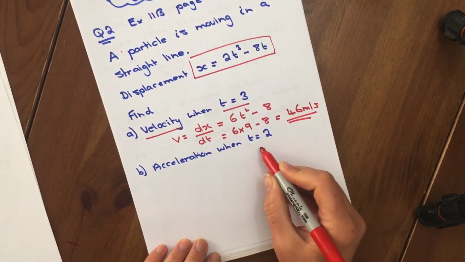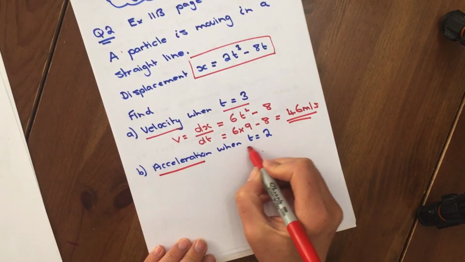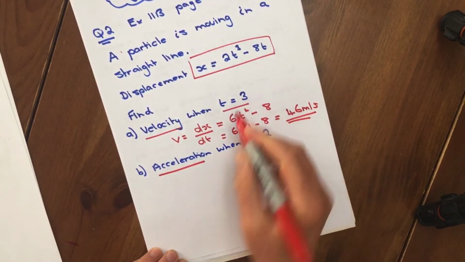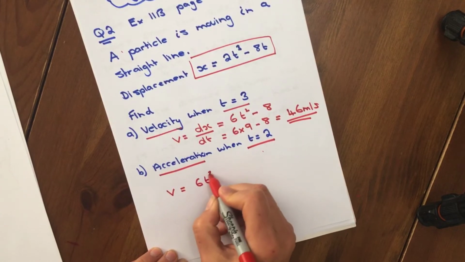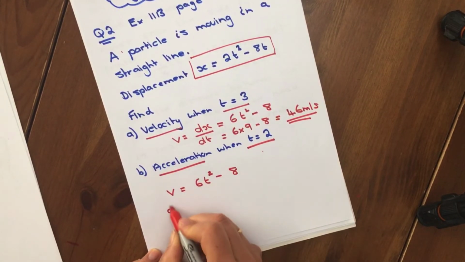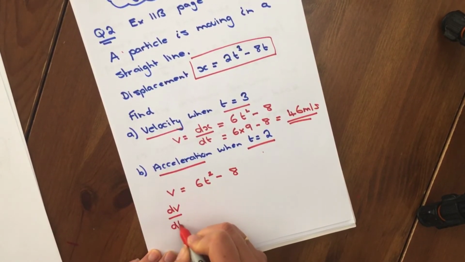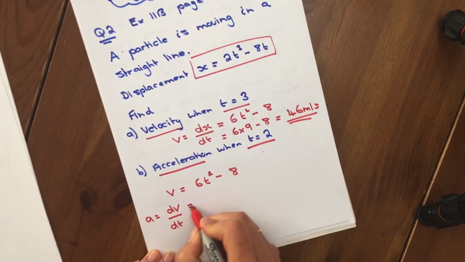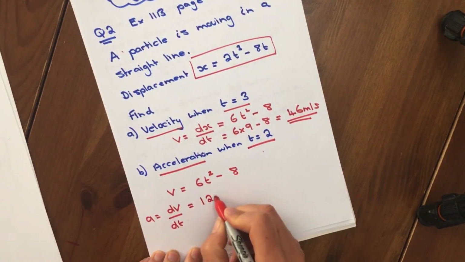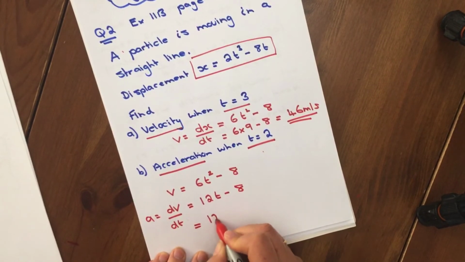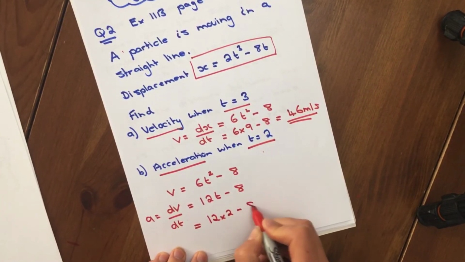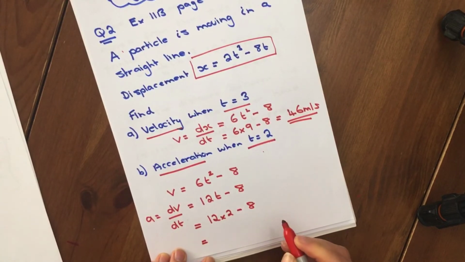Okay, the acceleration when t equals 2. So I've got my formula for velocity. To find acceleration, acceleration is the rate of change of velocity, so I'm going to differentiate. Put in t equals 2, 24, take away.